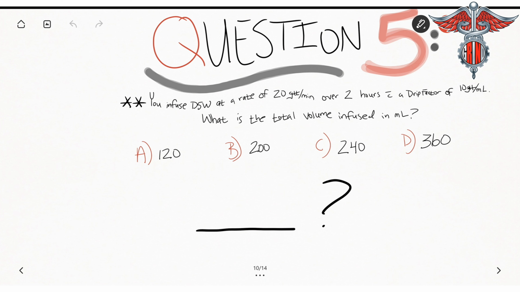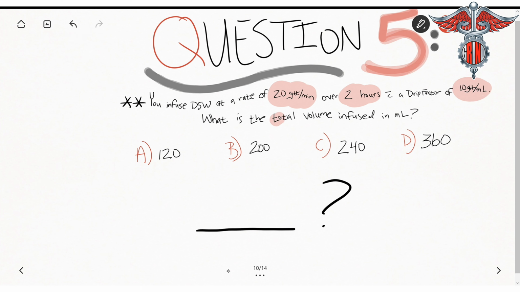Let's go ahead and highlight some key pieces of information as we've been doing. There's a method to the madness. Continue to repeat your practices. You infuse whatever at a rate of 20 drops per minute. So boom, now we're being given that drops per minute right out the gate. It's infusing over 2 hours. And we have a drip factor of 10 drops per mil.